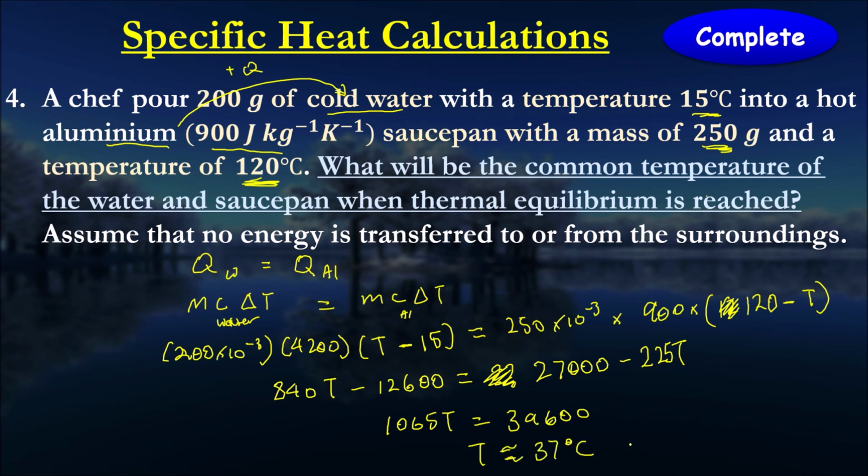Right, so what we find is the overall temperature once thermal equilibrium has been reached is 37 degrees Celsius between the two objects.